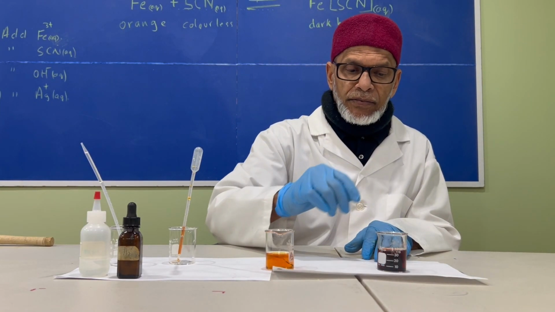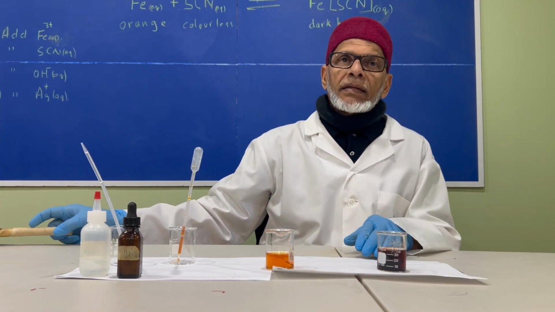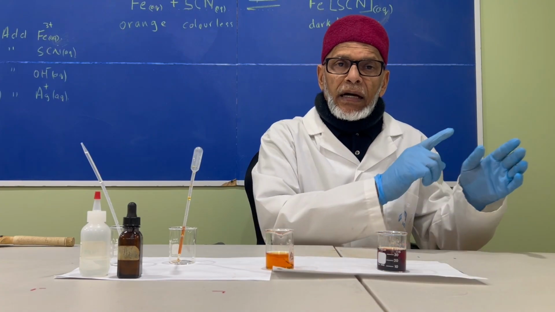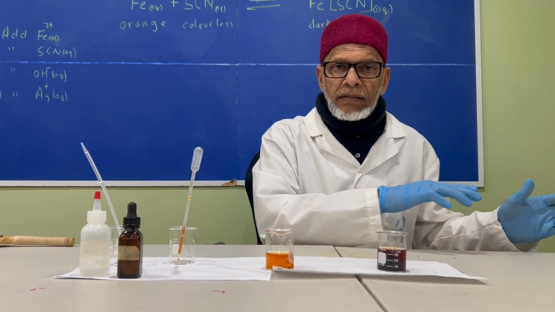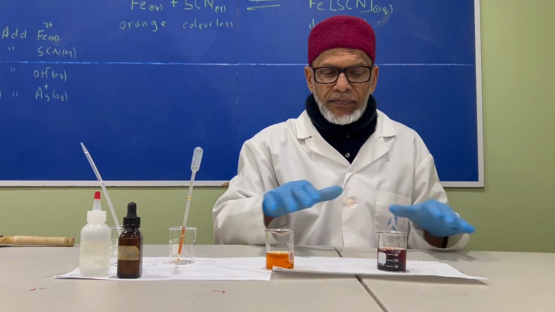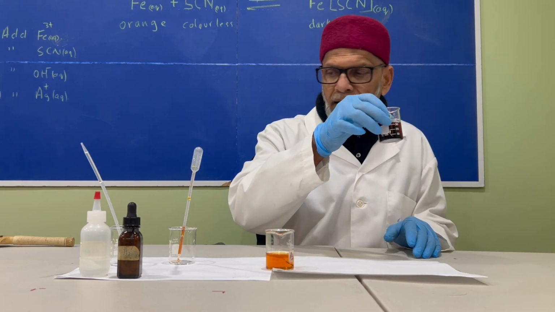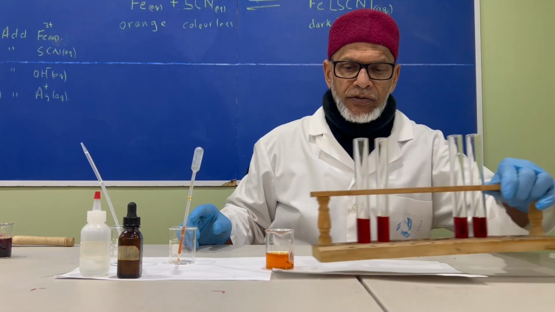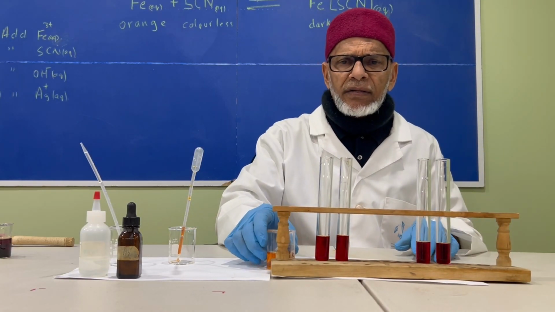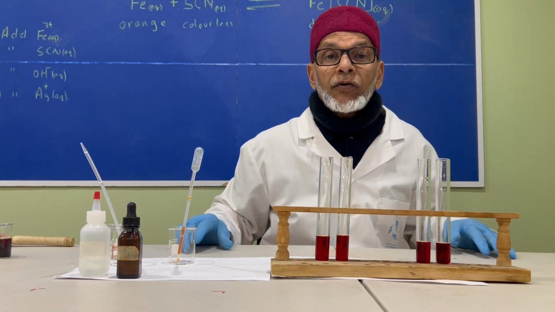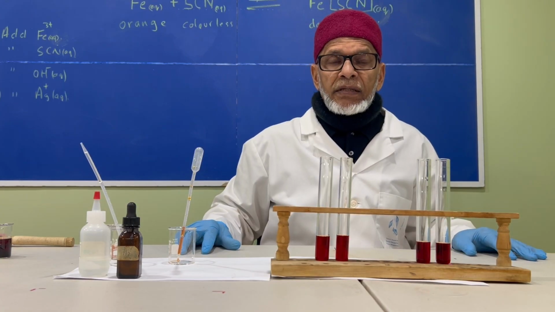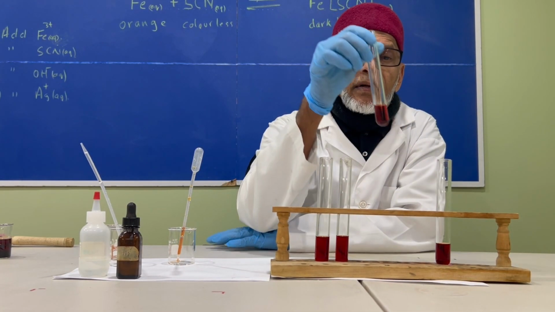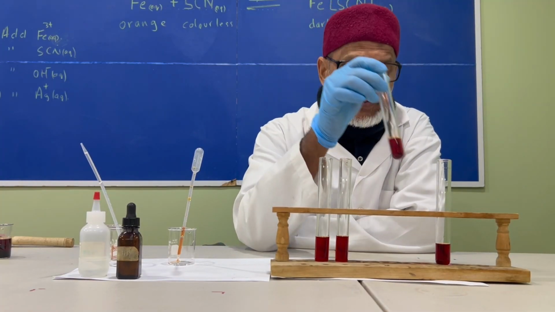In this mixture, of course, iron ions, thiocyanate ions, and the iron thiocyanate complex will be in equilibrium. I already created one like this, and I have divided it up into 4 portions because we need to do 4 experiments. The first experiment involves adding a little bit of iron to the solution.